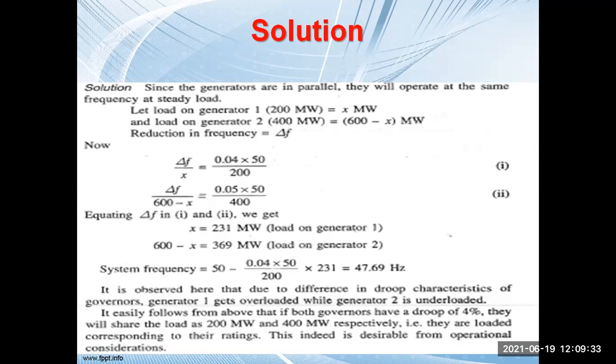Are you getting this value? Value of X and this sharing of these two generators. Are you getting this value? Yes, sir. Nearby. Okay. I think 230 point something. Yes or no?